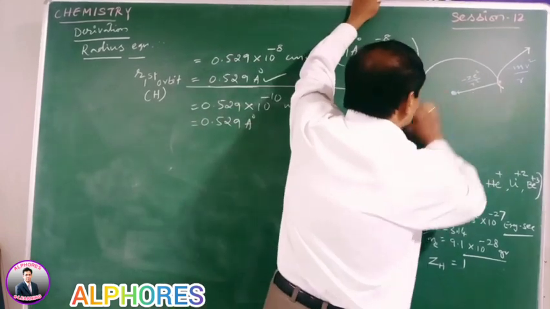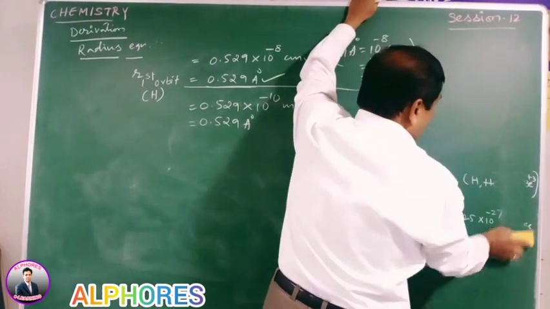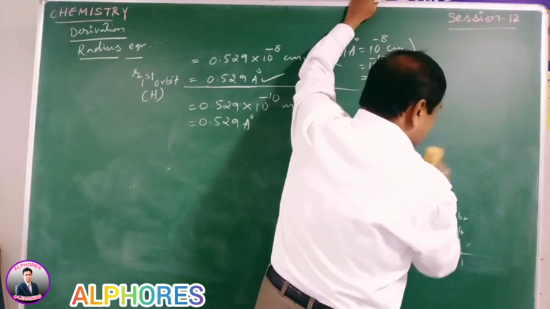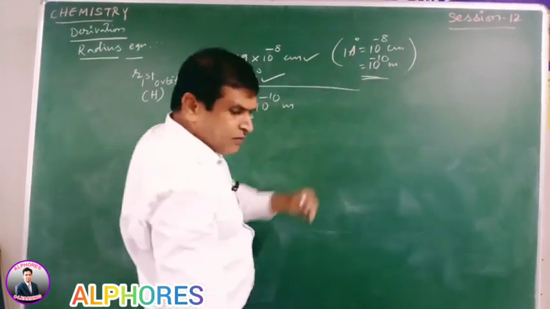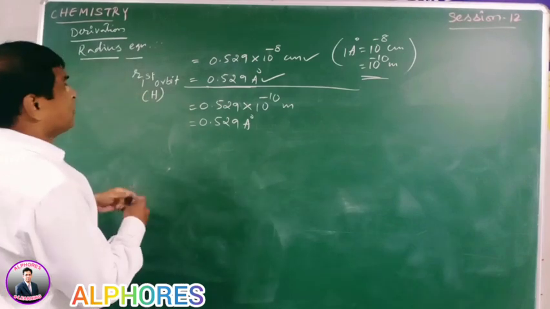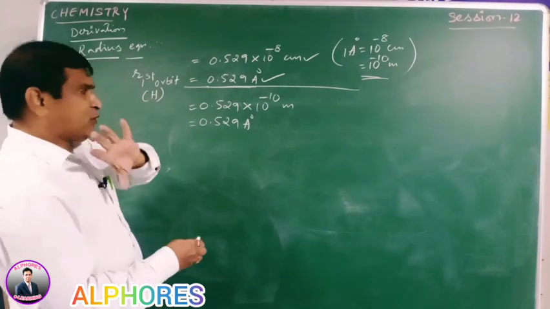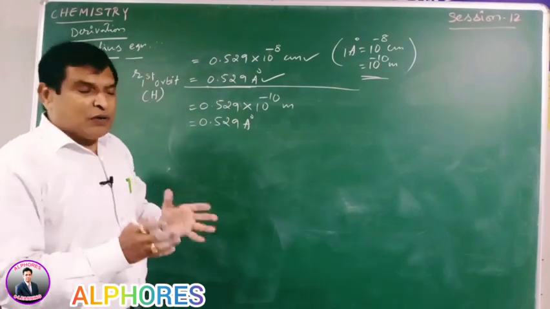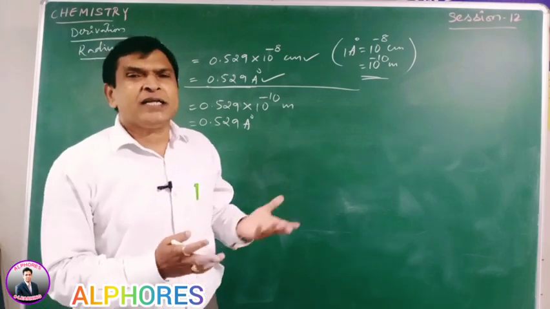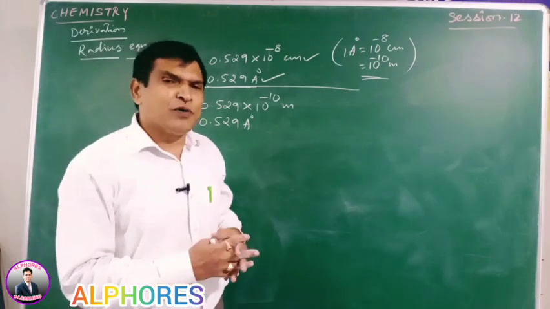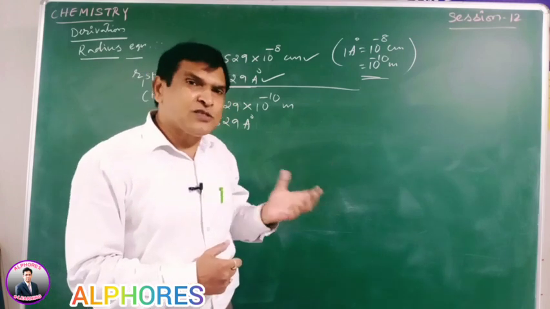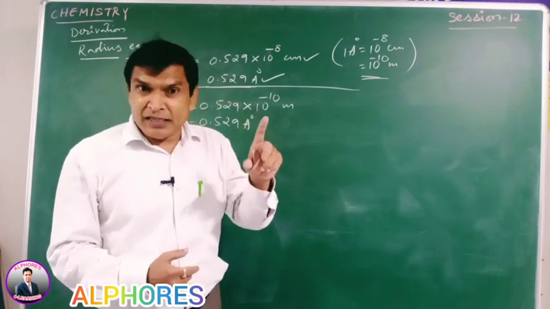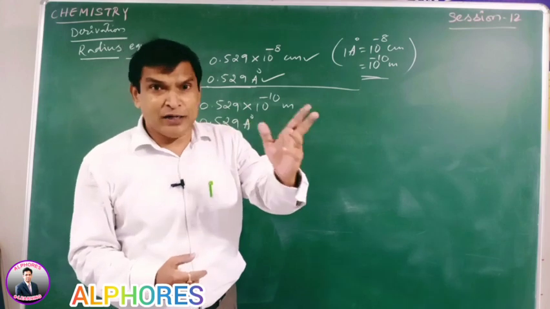Numericals are there in our textbooks. For all the competitive examinations, the radius numericals are very, very important, and they are simple also. Now this is the radius of the first orbit of hydrogen. Now, sir, I want to calculate the radius of the second orbit, third orbit, fourth orbit of hydrogen. That means, for convenience, to calculate the radius of the nth orbit of hydrogen.